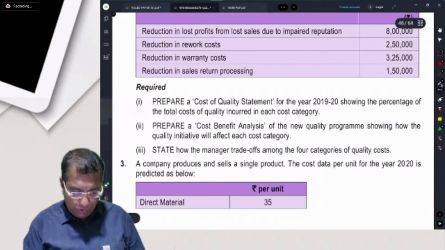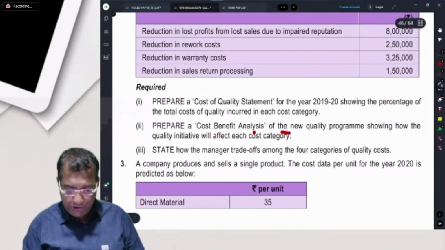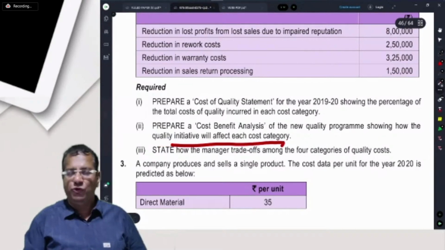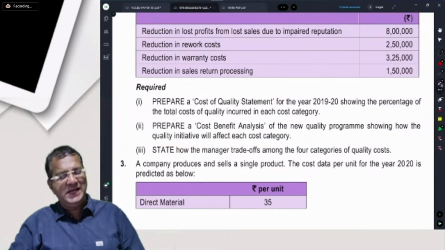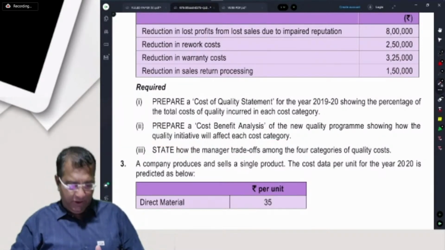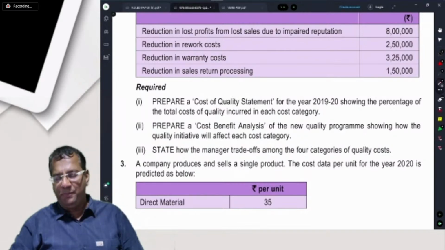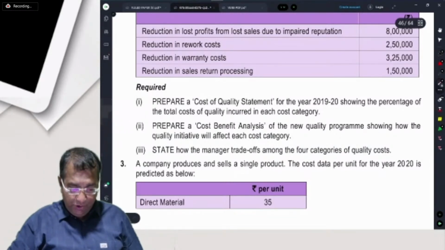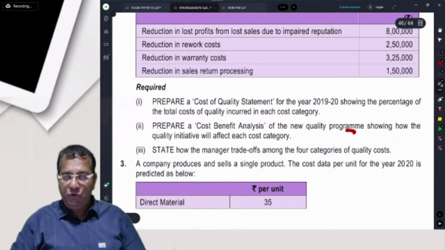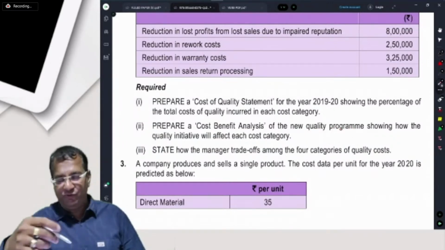Second, prepare a cost benefit analysis of the new quality program showing how the quality initiative will affect each cost category. So basically there are 2 years, 1920 and 2021. In requirement part number 1, we have to prepare a quality cost statement for 1920. Then in the next year, we might have introduced some new quality program, due to which there might be some change in the 4 categories.